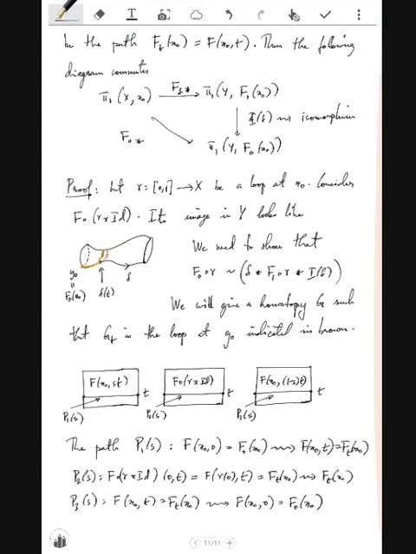Thus, since the endpoint of pi of s is equal to the starting point of pi plus 1 of s, these can be combined to give the homotopy G.